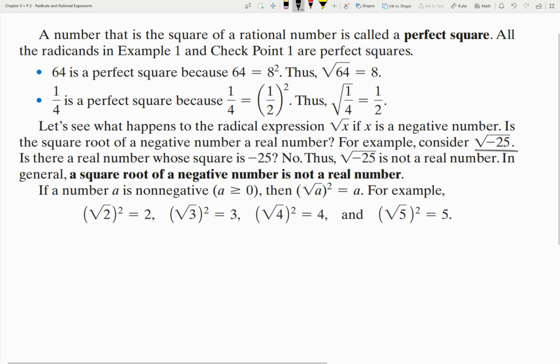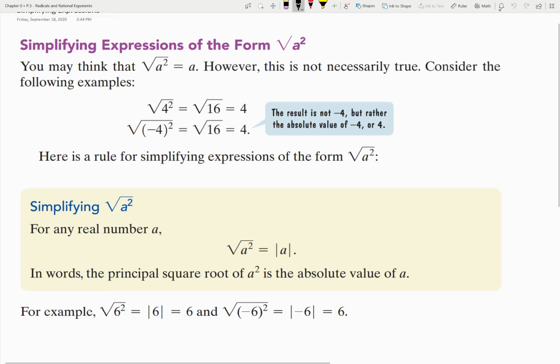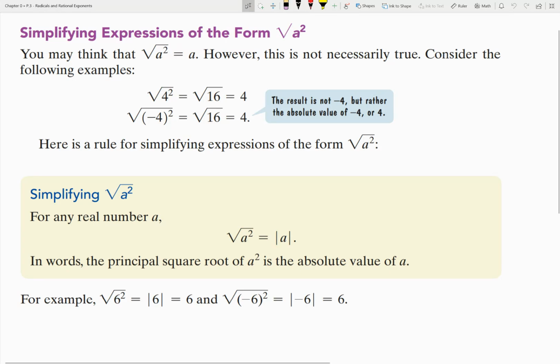So if a is a non-negative number bigger than 1, then the square root of a squared is usually equal to a. So that's true for all this, right? The square root of 3, and then square that, is going to be 3, and so on and so on. So let's start to simplify expressions in the form of the square root of a squared.